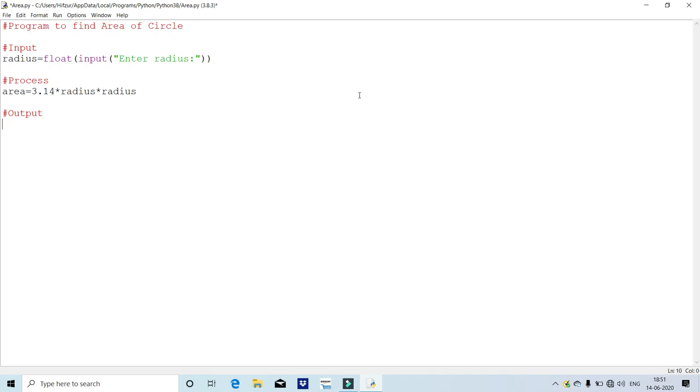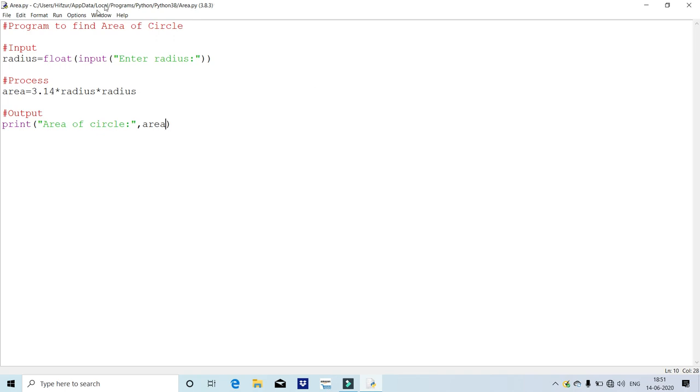Finally, the output. In case of output, we need to print the area. So area of circle colon comma the area variable.